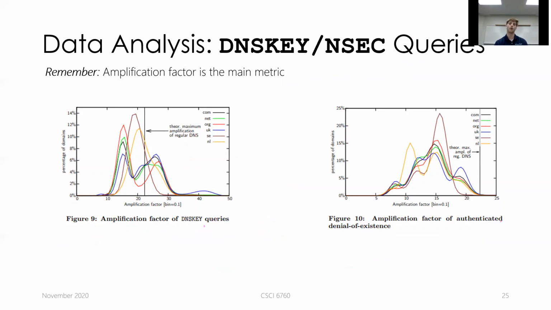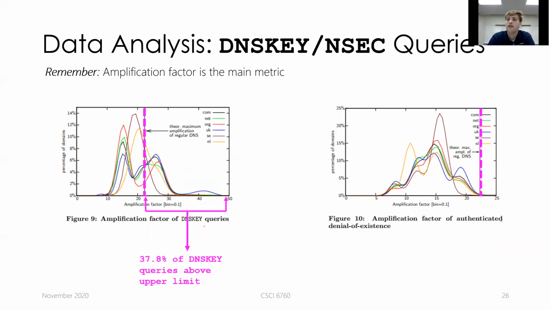The first thing I want to point out on this graph, let's look at DNSKEY. 37.8% of DNSKEY queries are above the upper limit. So it's not quite as bad as ANY, but that is still not good news, because attackers that are going to use DNSKEY queries can clearly achieve an amplification factor that is above that upper bound. NSEC, on the other hand, is not as bad as some might have expected. Most of those queries, as you can see, are going to fall to the left, which is in bounds of that upper bound that we laid out right there. So DNSKEY is better than ANY, but it's still bad.